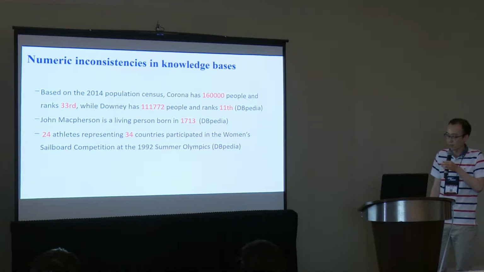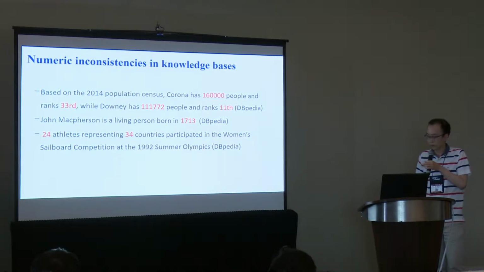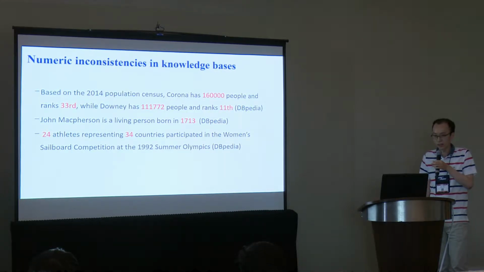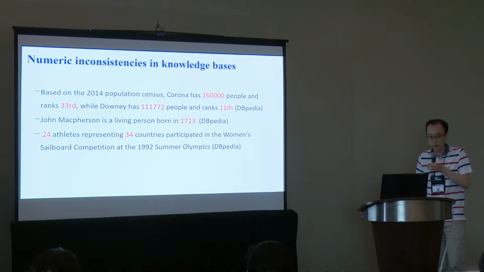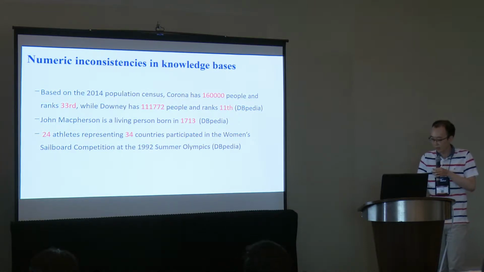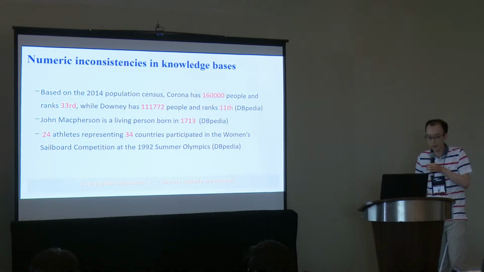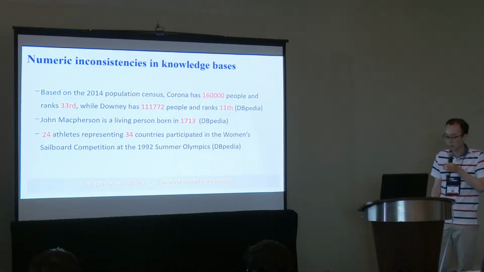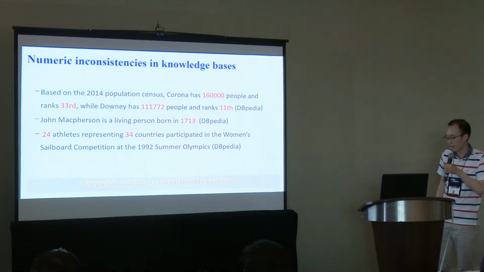lifespan. For the third one, we discover from DBpedia that 24 athletes from 34 countries competed in a game at the 1992 Summer Olympics. It contrasts with the common sense that each player can represent at most one nation in the Olympics. To catch such inconsistencies, we have to use comparison predicates like greater than to compare different values. That's beyond the equality that's supported by existing graph dependencies.